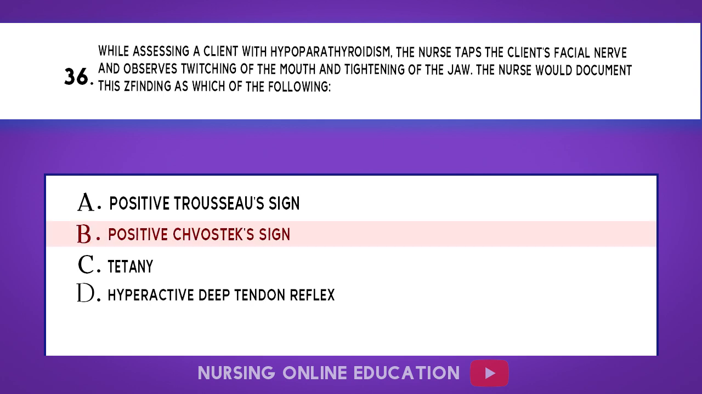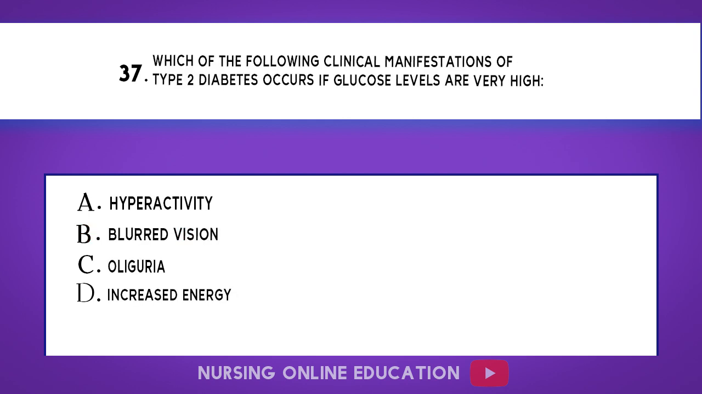The answer is option B. Positive Chvostek's sign. 37. Which of the following clinical manifestations of type 2 diabetes occurs if glucose levels are very high? A. Hyperactivity, B. Blurred vision, C. Oliguria, D. Increased energy.